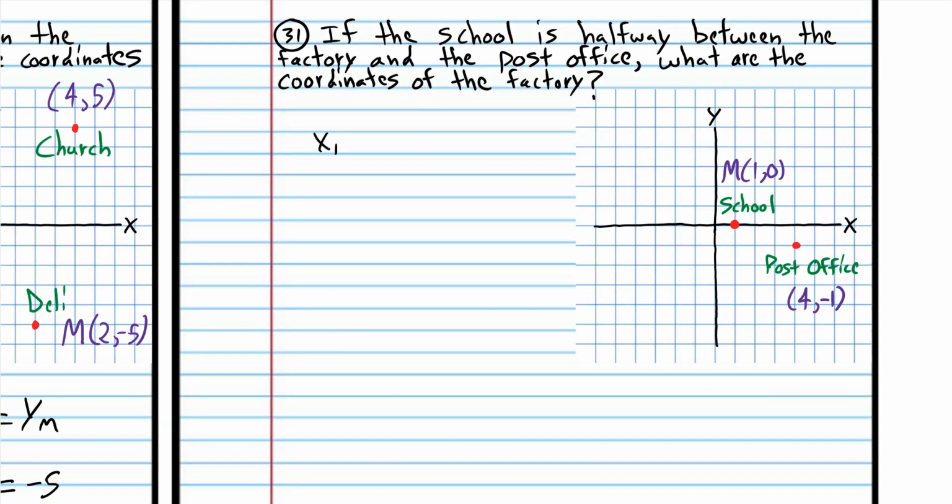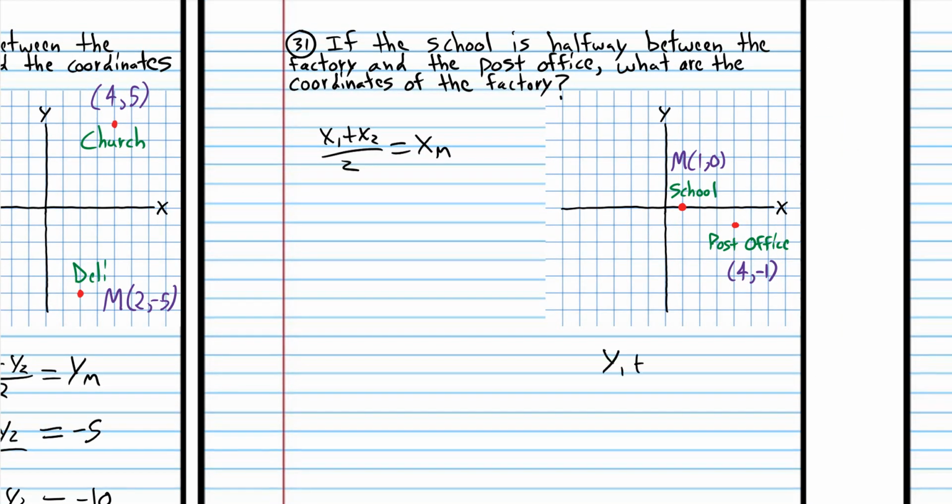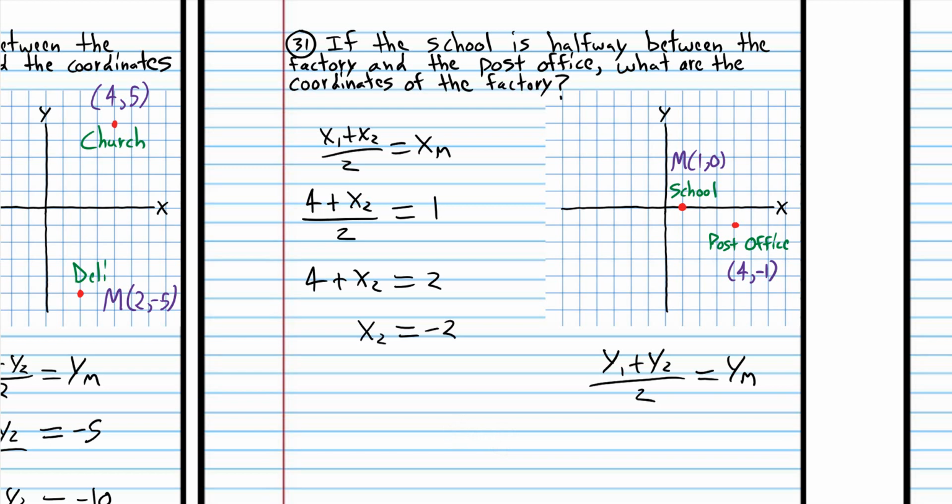So we know (x1 + x2)/2 is equal to the x value of the midpoint. We know (y1 + y2)/2 is the y value of the midpoint. We know the x value of the midpoint is 1 because that's the school, and we have an x value of another point. The post office x value is 4. Multiply both sides by 2, and you get 4 plus x2 is equal to 2. Subtract 4, and you get x2 is equal to negative 2.